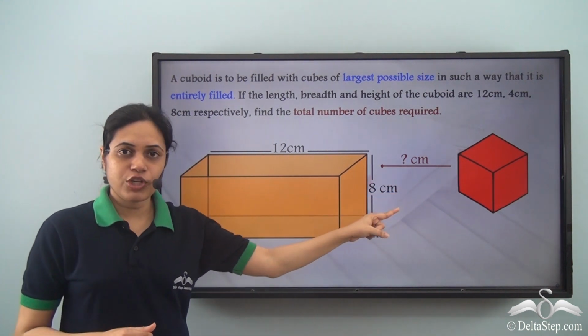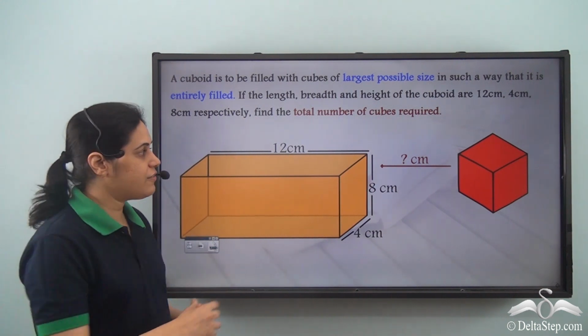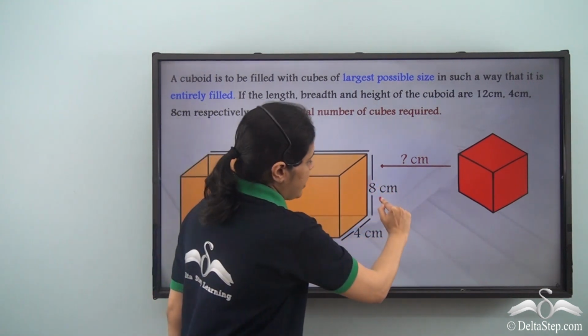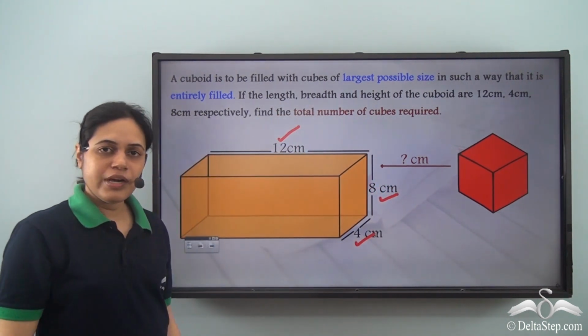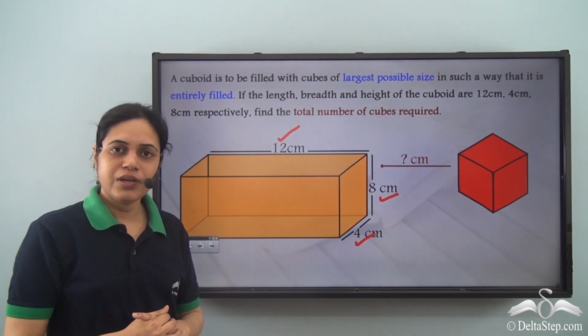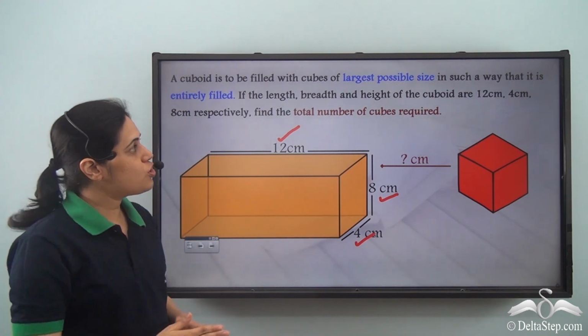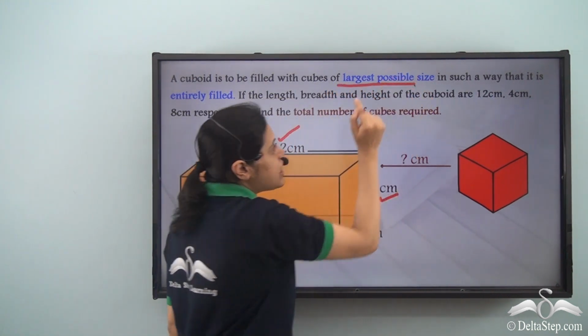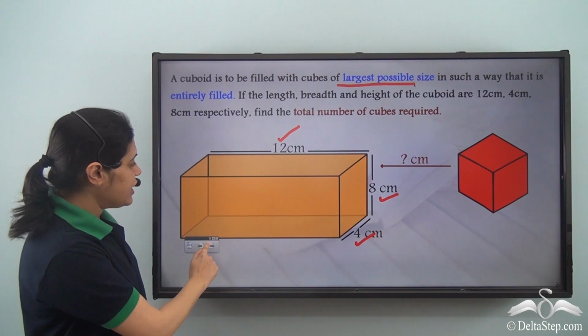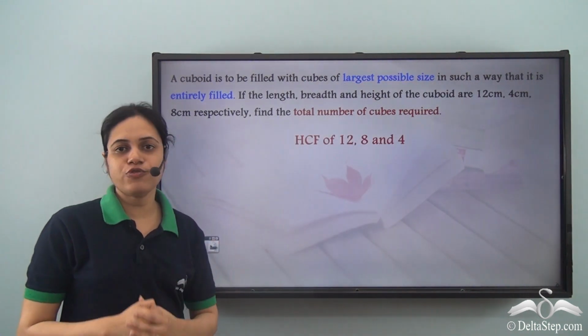The side of the cube must exactly divide 12, 8 and 4. It must divide all three because we want it to be entirely filled. Also, we want the largest possible size. So I need to find the HCF of 12, 8 and 4.